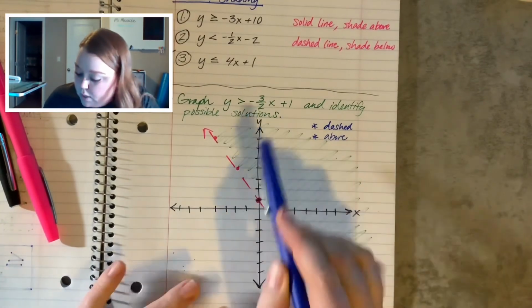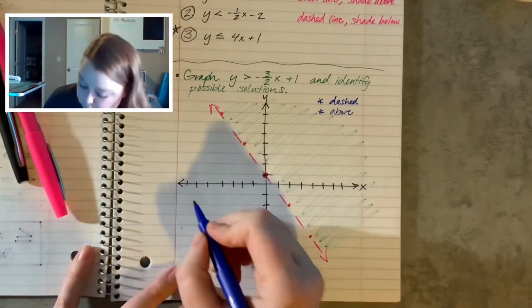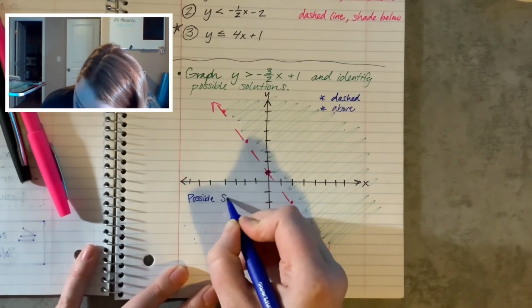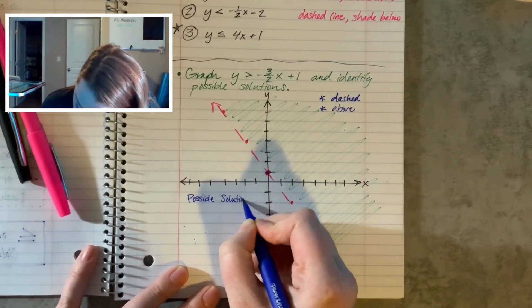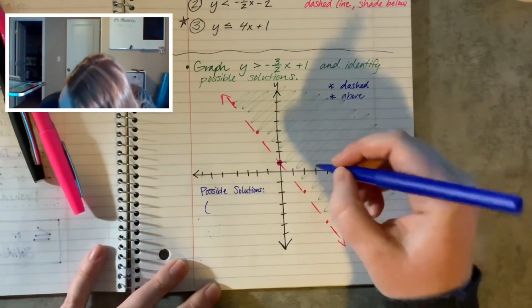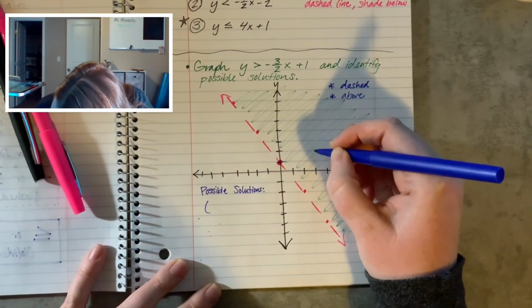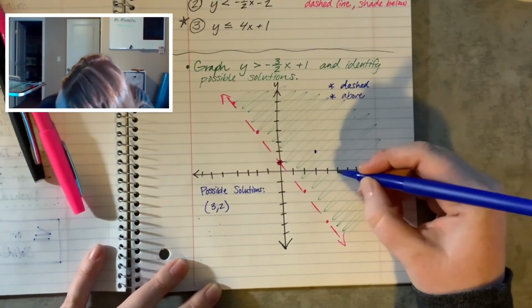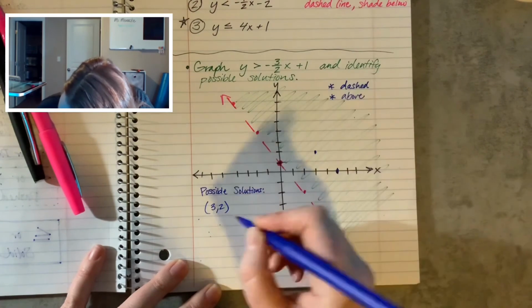And in fact, it wanted us to identify some possible solutions. So here we go. Possible solutions. Let's go right here. Boom. (3, 2). That's a possible solution. Right here, (5, 0).